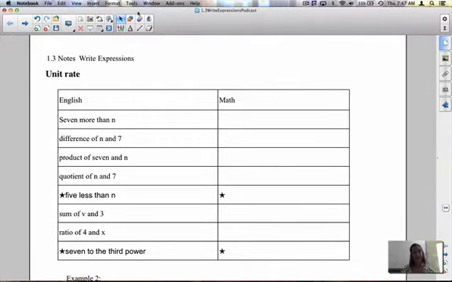Okay, this is the podcast for 1.3 for writing expressions. So make sure that you're putting these notes on the right-hand side. Make sure you look at the starred problems that you're going to be needing to do on your own. Okay, so this lesson is over writing expressions out in words and translating them into math.